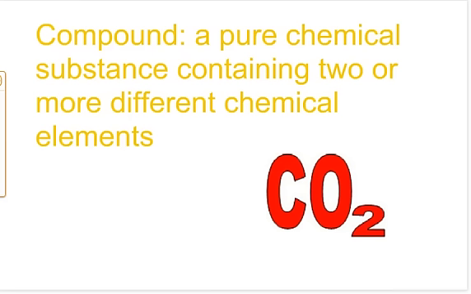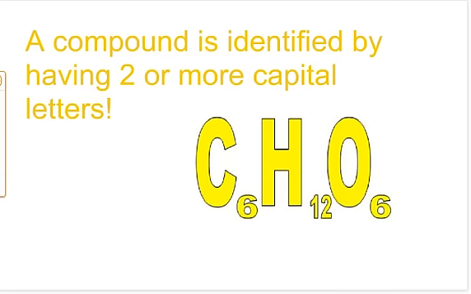A compound is a pure chemical substance containing two or more different chemical elements. This is a compound of carbon dioxide. However, if we look at it, the C stands for carbon and the O stands for oxygen. Those are individual elements, and when you combine them, you make a compound of carbon dioxide. A compound is identified by having two or more capital letters.